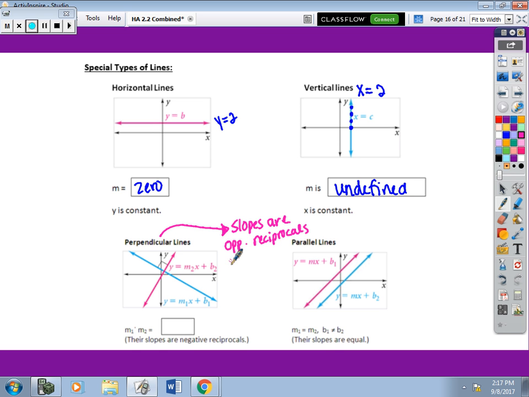So for example, if one of the slopes was 1/2, the other slope would be negative 2/1. So you flip the fraction and you flip the sign. That way one is always a positive slope and one's a negative, and they intersect with those right angles. The y-intercepts could be the same or different. That doesn't really matter. Now for parallel lines, what do we notice about their slopes? Yeah, same slope, different y-intercept though.